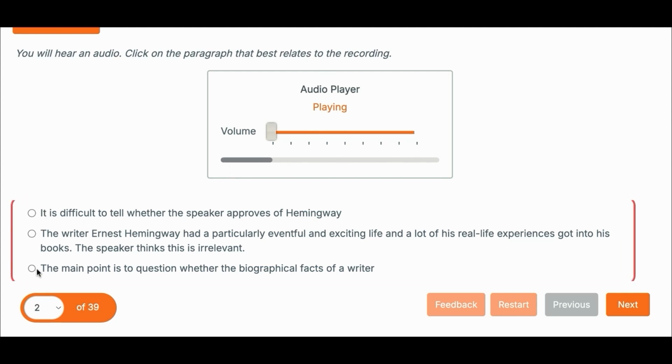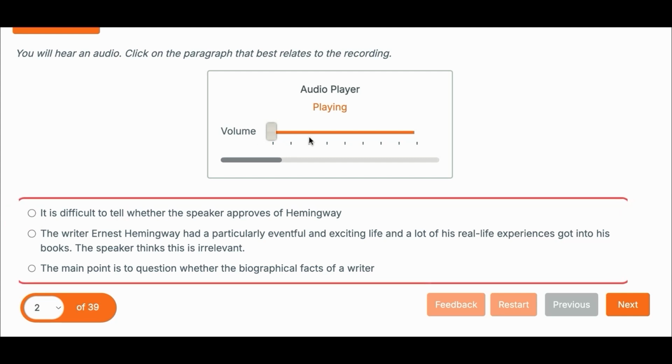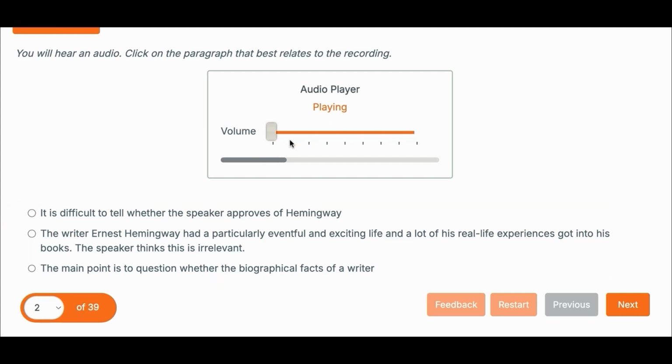Right here you have the summaries of the audio, basically. What you have to do in this task is identify the suitable summary for the audio which is playing right now. After the audio is finished, you are expected to identify the suitable summary for the audio. Among these three options, one option is correct. You have to select that and click the Next button.